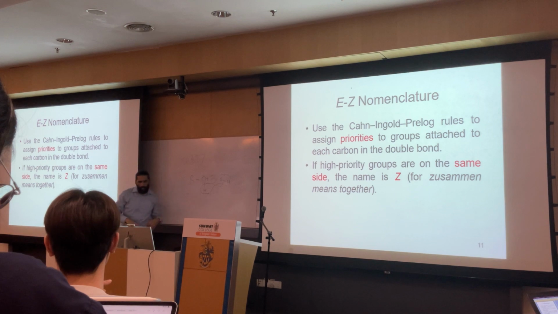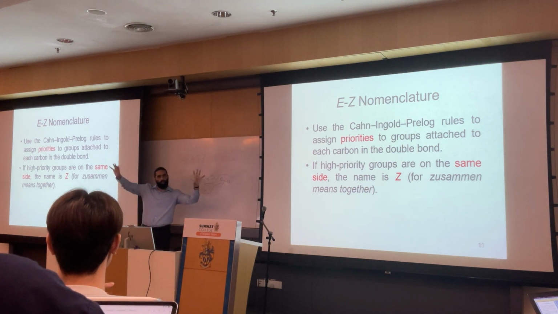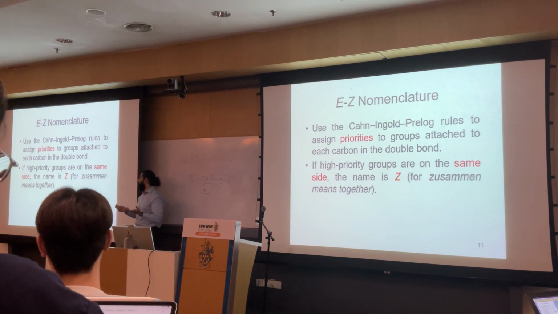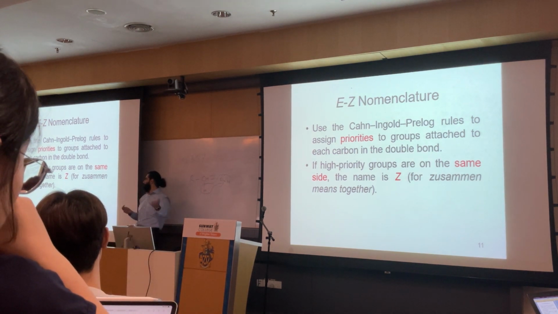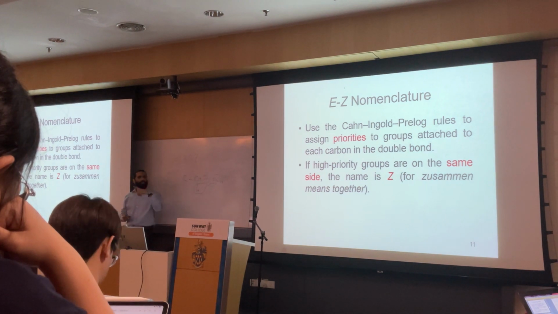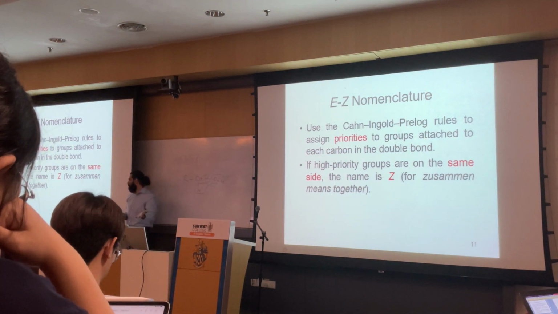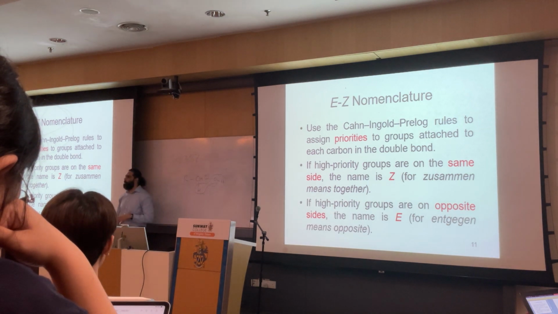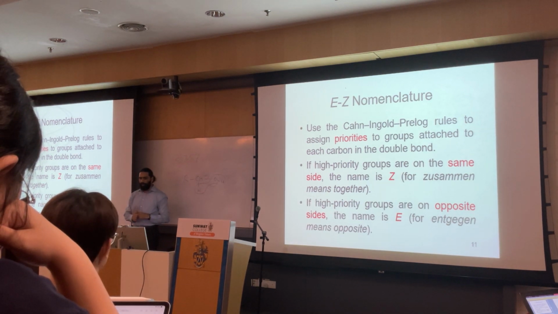And after doing all the assignment of priority based on atomic number, if the higher priority groups are on the same side, then they are called Zusammen. This is a German word for together, I guess. I may be wrong, I am not an expert in German, but yeah, as the textbook says. We indicate that with Z, as for Zusammen. So Z would mean that high priority groups are on the same side. And then E would mean that they are on the opposite side, and E comes from the German word Entgegen, which would probably mean opposite side.